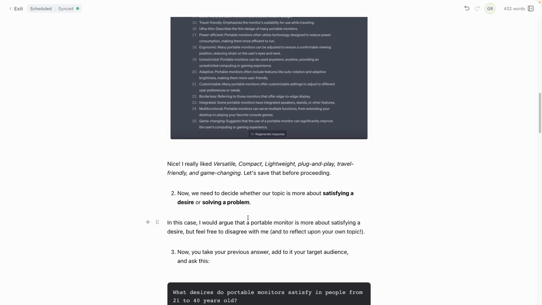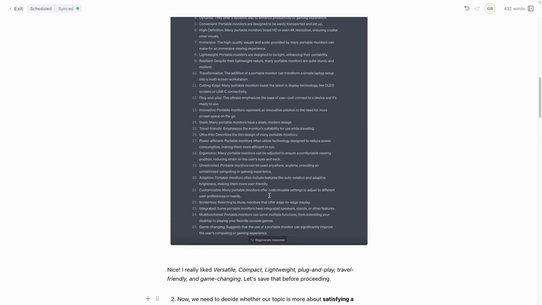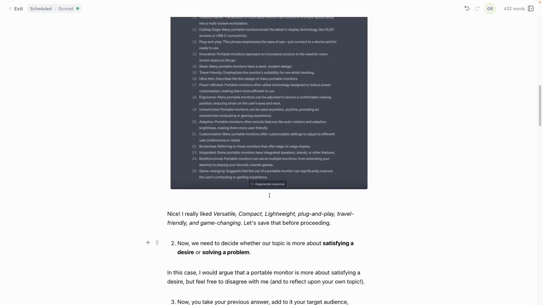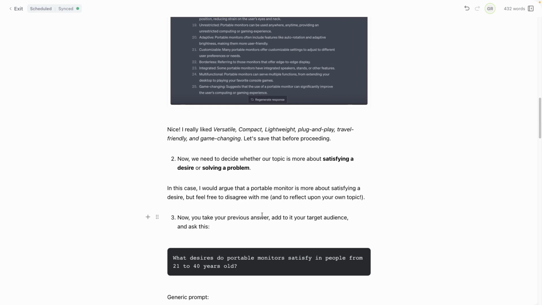Now we need to decide whether our thing is going to satisfy a desire or solve a problem. Usually, solving problems is stronger than satisfying a desire. It's kind of similar to the idea that fear of loss is stronger than greed by a factor of 2. It's more or less the same idea here, but in this case, I felt like it was more about satisfying a desire. But again, feel free to disagree because usage here is almost unlimited. And that's what I did.